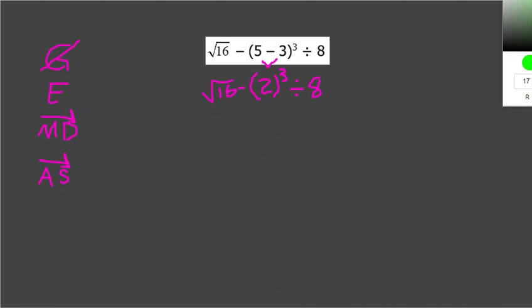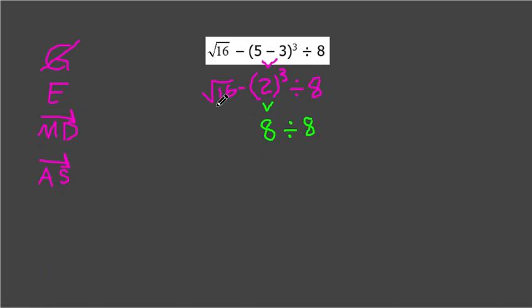My next step I see is E, exponents. Do I have any exponents? I do. I have an exponent right here of 3, so I can do 2 to the 3rd power. 2 to the 3rd power is 2 times 2 times 2, which gives me 8. And then I can bring everything else down, because I don't have any other exponents.